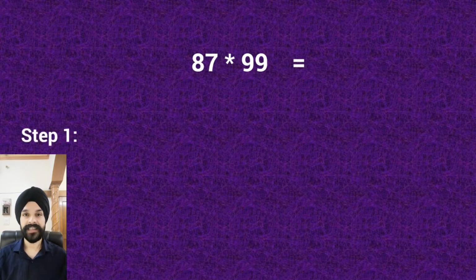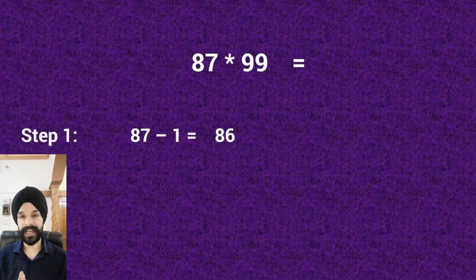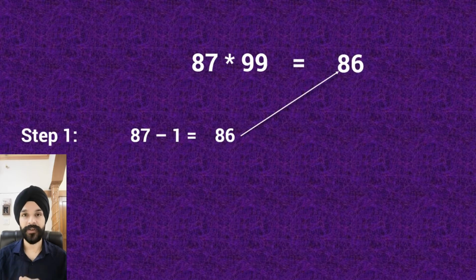Step 1. Subtract 1 from the number, that is 87 minus 1, that gives us 86. Write 86 at the first two places of your answer. Easy. Okay, let's move to step 2.